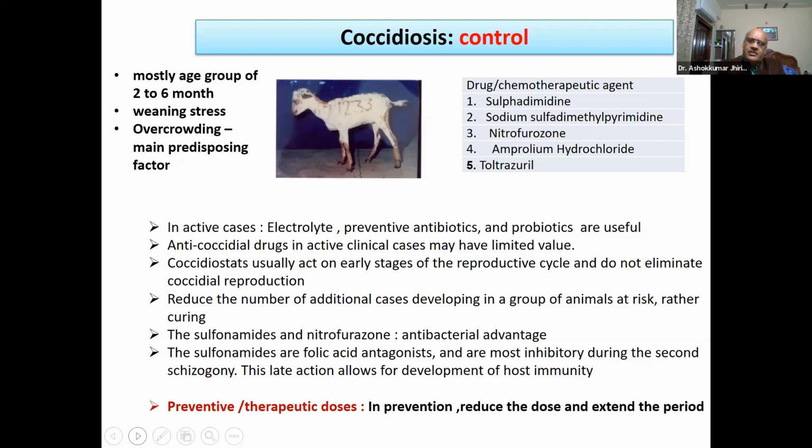Then if there is an occurrence of the disease, the better options are amprolium and toltrazuril. In the treatment and the prevention, in treatment you are using the therapeutic doses. In prevention, you are using half of the dose and you are extending the period of the treatment as a preventive measure. Next one.